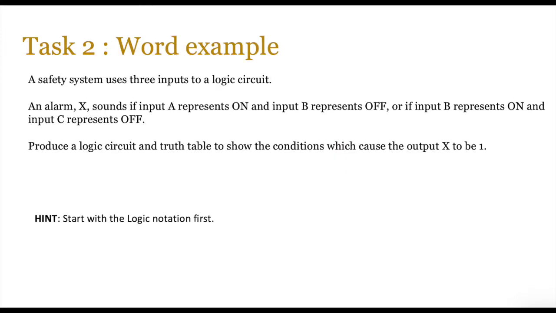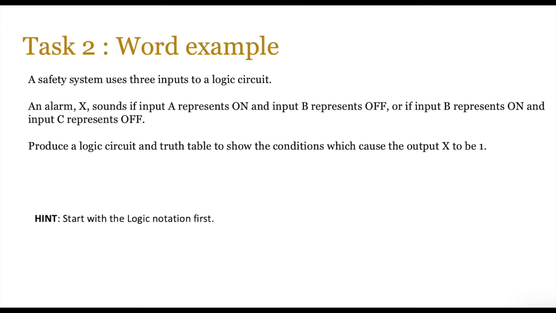Another example is a word example. So sometimes you get a question like this. A safety system uses 3 inputs to a logic circuit. An alarm X sounds, so this is the output, if input A represents on, so that basically means A is 1. And input B represents off, so that means that B is 0. You can do that by just putting in a NOT gate. Or if input B represents on and input C represents off, so C should have a NOT gate after it to turn a 1 into 0.